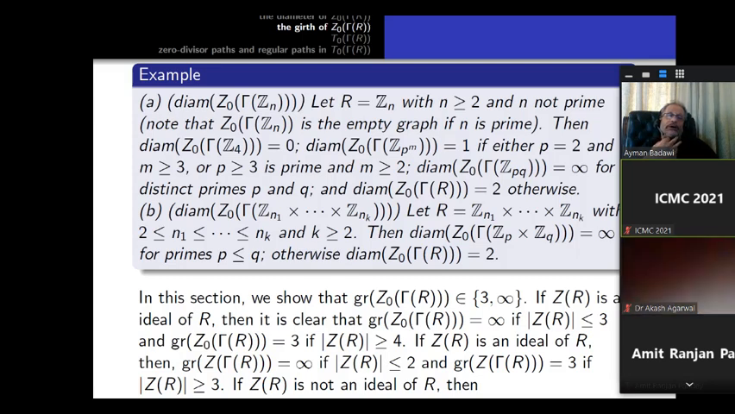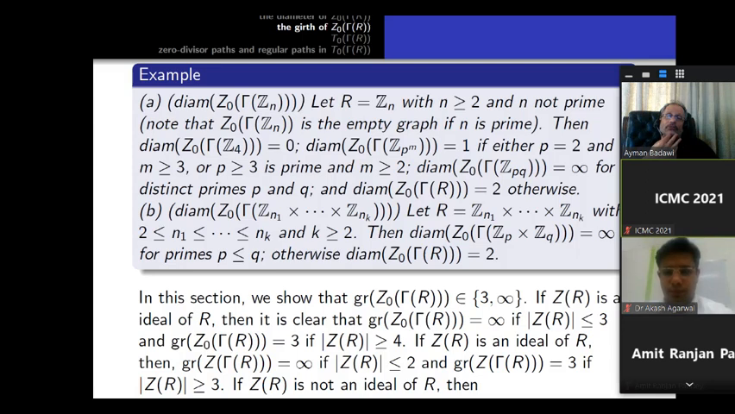What about the diameter of Z index by 0? And here I want to stop again and remind you what I mean with Z index by 0. It means the graph where the vertices are the set of all zero divisors of the ring except 0. And how you connect? Two vertices are connected by an edge if and only if whenever I add them, I come up with a zero divisor. If your n is a product of 2 primes, then the diameter will be infinity. Okay?